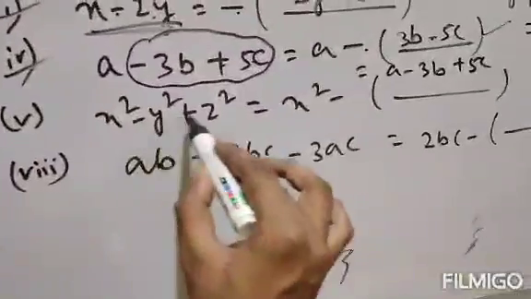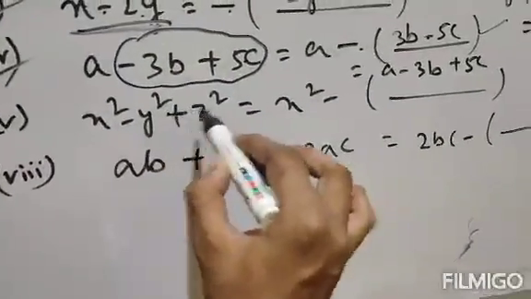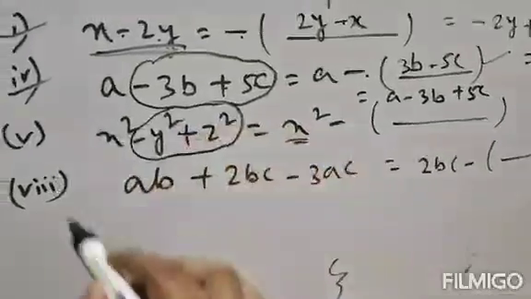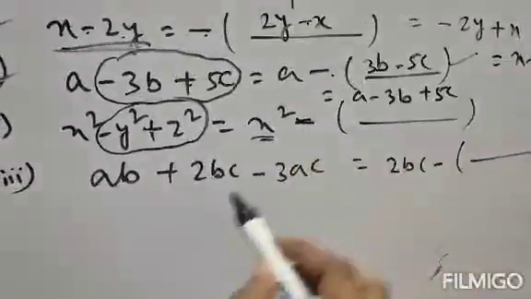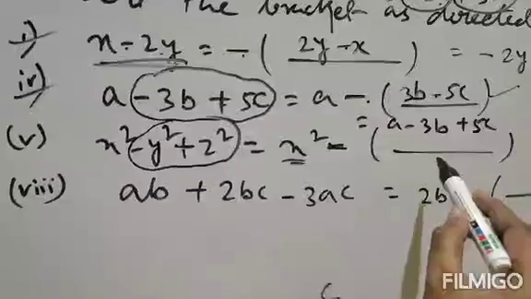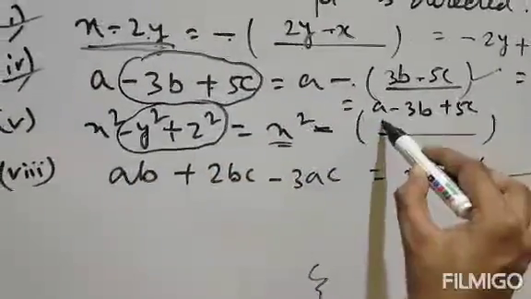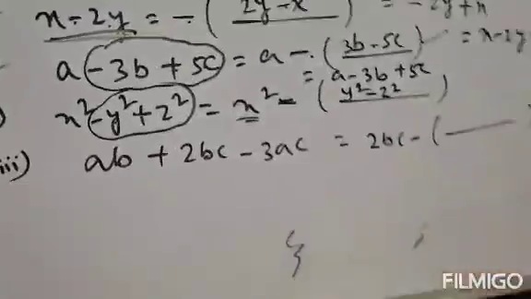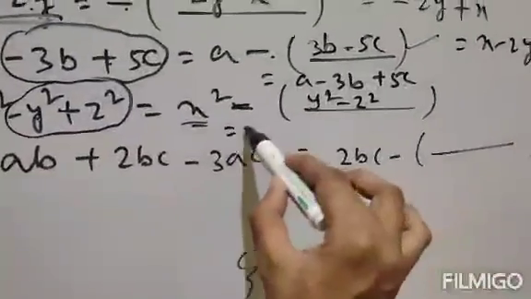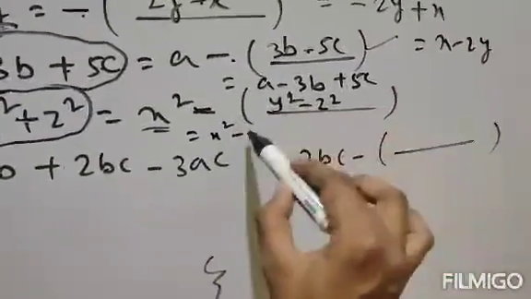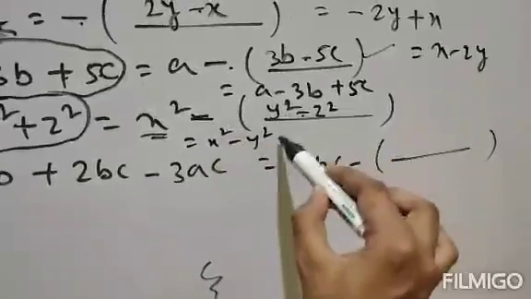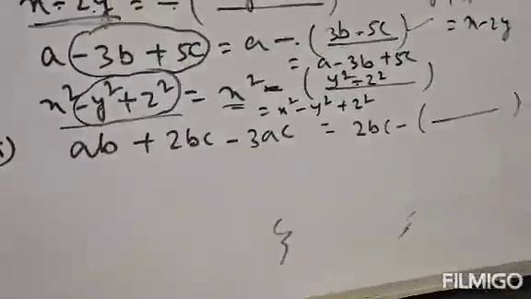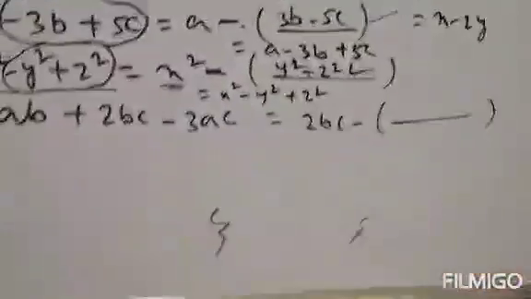Next, x square minus y square plus z square. Here x square is given and there is a minus sign. So the remaining portion is minus y square plus z square. As there is a minus sign, all these signs will get reversed. So minus y square becomes plus y square, and plus z square becomes minus z square. Now check. x square minus, when you open this bracket, minus y square, minus and minus gets plus. So it is x square minus y square plus z square. So the answer will be y square minus z square.